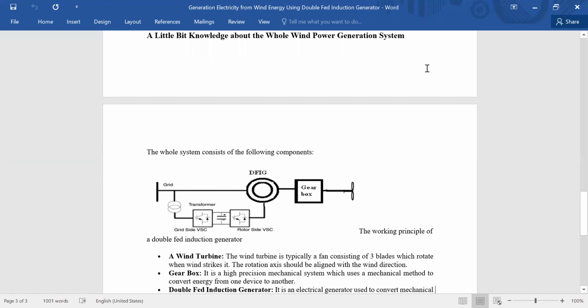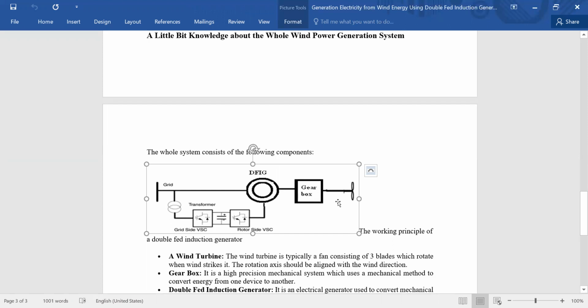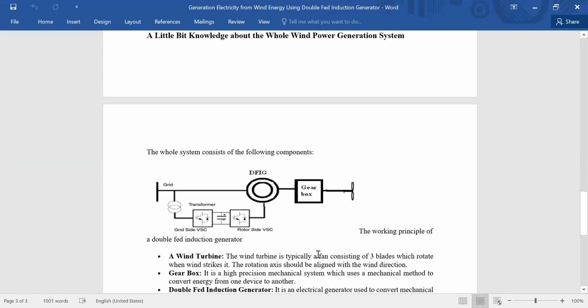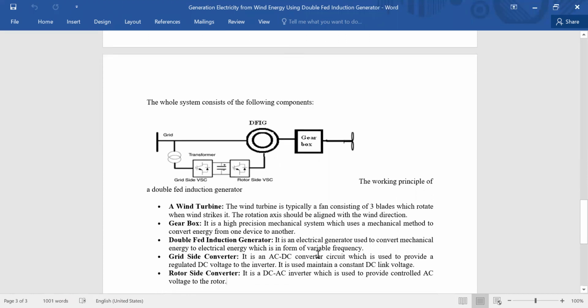Then we have the gearbox. What is the function of the gearbox? The gearbox is a high precision mechanical system which uses a mechanical method to convert energy from one device to another. Initially we have seen these blades. The wind turbine is a fan consisting of three blades which rotate when the wind strikes them, and the axis of rotation can be aligned with the wind direction. The gearbox is shown here, and it is a high precision mechanical system which uses a mechanical method to convert energy from one device to another.